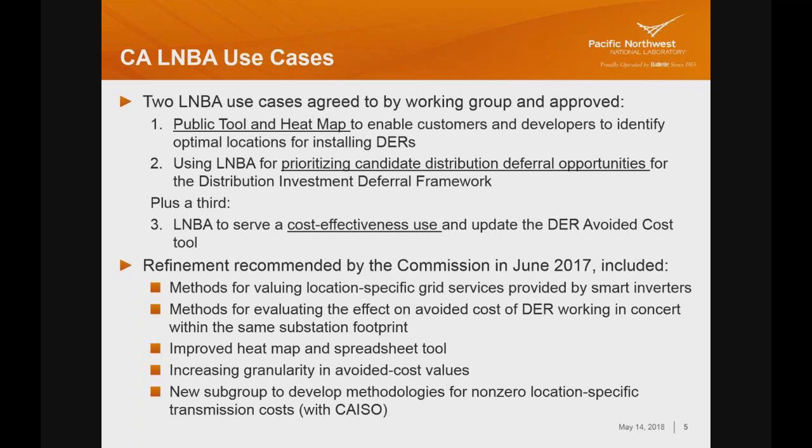Another is to use locational net benefits analysis to prioritize candidates for distribution deferral opportunities for this distribution investment deferral framework that Lisa talked a little bit about before. So basically using locational benefits analysis in non-wires alternatives. And then locational net benefits is also going to be used to understand more about cost effectiveness and update the DER avoided cost tool. The commission in California back in June 2017 directed some more refinements to the locational net benefits methodology to look at smart inverters and the location-specific value and grid services that smart inverters can provide. Next is to look at DERs working in concert within the same substation footprint, then improving the heat map tool, increasing granularity, and working with CalISO to understand transmission costs and benefits.